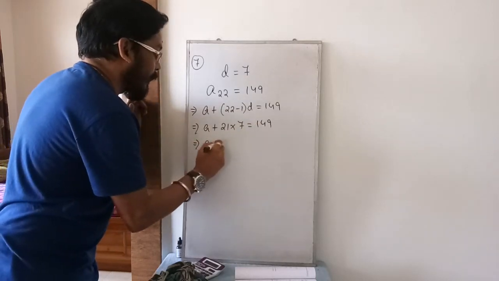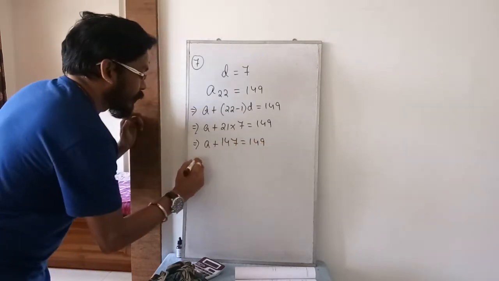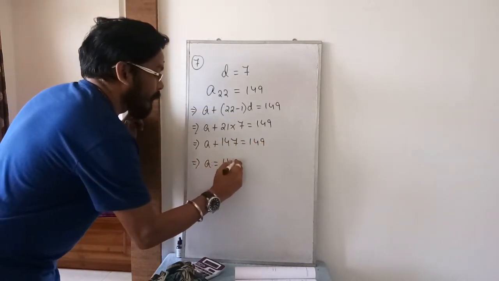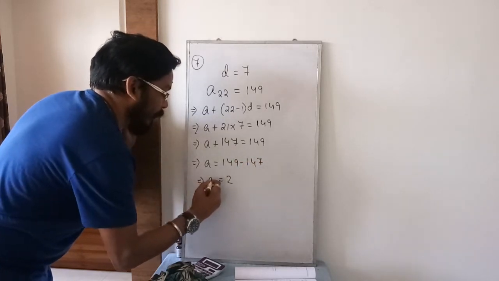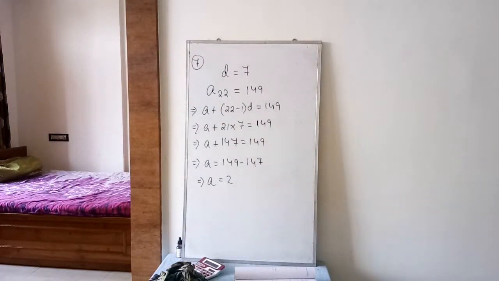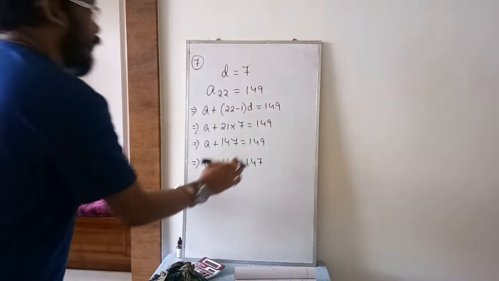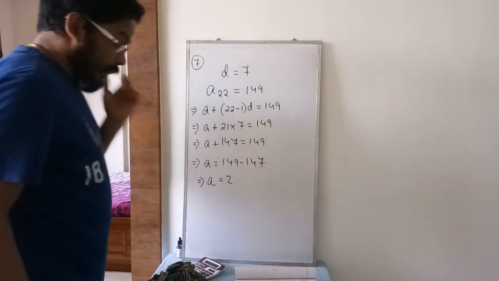If you multiply 7 into 21, it is 147, plus a is 149. Let me shift 147 to the other side, so it will be 2. Here your a value is 2. Take the screenshot. We got the value of a here. Please adjust with the handwriting. Okay, a value you got.